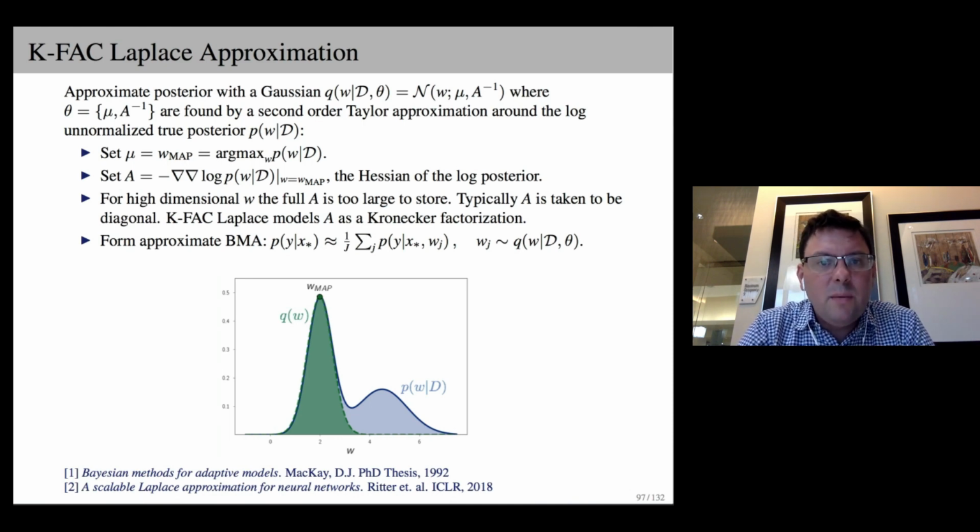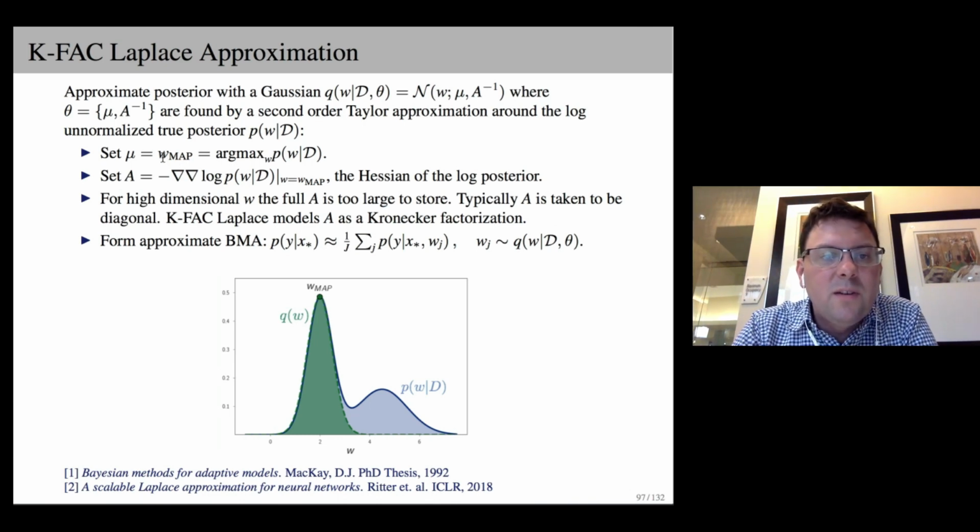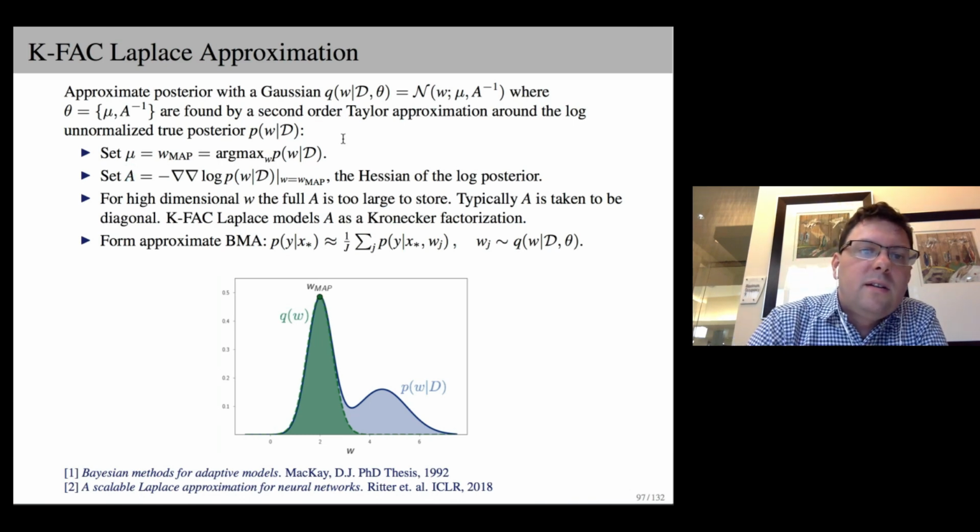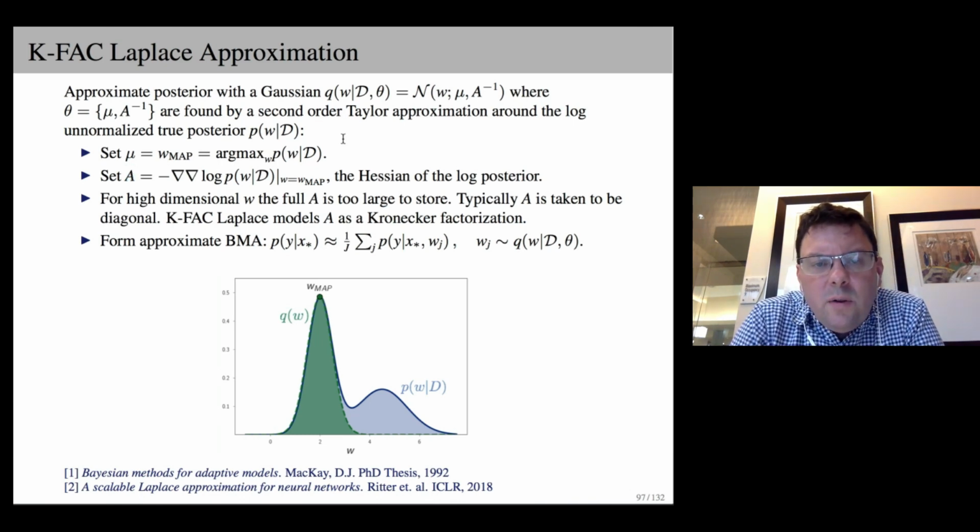And these parameters are determined by a second order Taylor approximation around the log unnormalized true posterior p(w|D). When we do that Taylor expansion, we see that we set the mean equal to the MAP setting of the parameters, which is what we get when we maximize the posterior with respect to w. And we set A equal to the negative Hessian of the log posterior evaluated at w MAP.